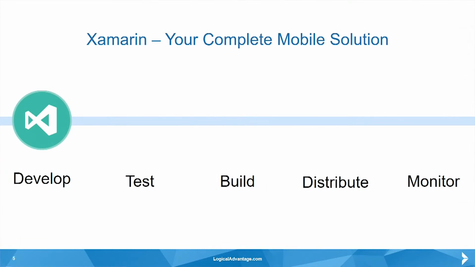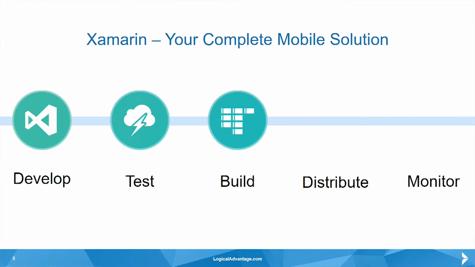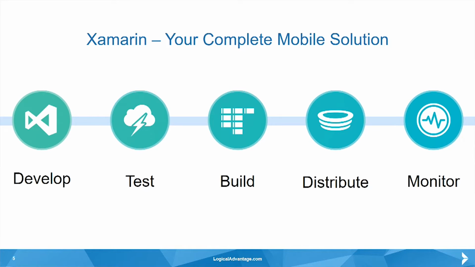But they also offer a wide range of products. Xamarin has Xamarin Test Cloud. You can use Visual Studio Online services for building, and you can distribute using Hockey app. It used to be Xamarin Analytics. Now it's becoming part of Hockey app, but you can use Xamarin's offerings to monitor your application as well. And so we're going to cover these 5 aspects of all that Xamarin offers.